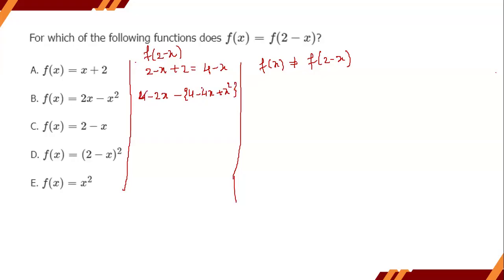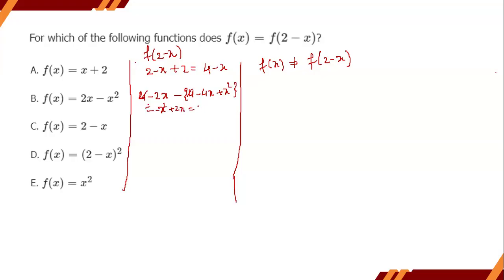So these two get cancelled. And what are we left with? x square plus 2x. Is it or not? Sorry, minus x square plus 2x, right? So we have minus x square plus 2x.